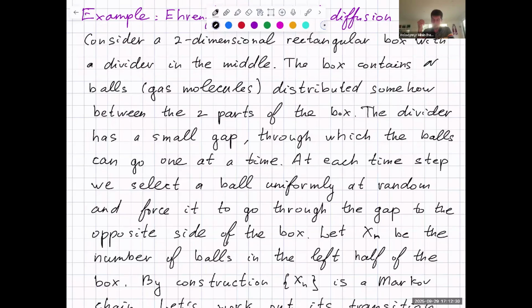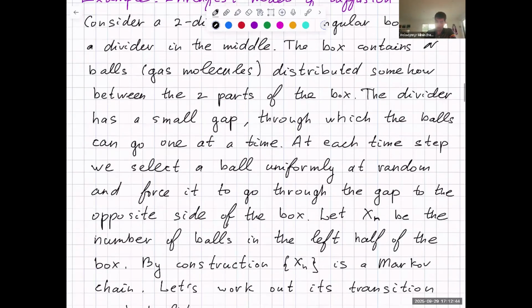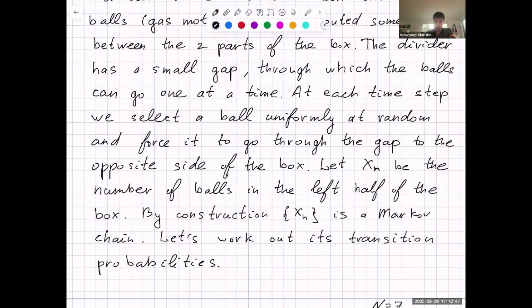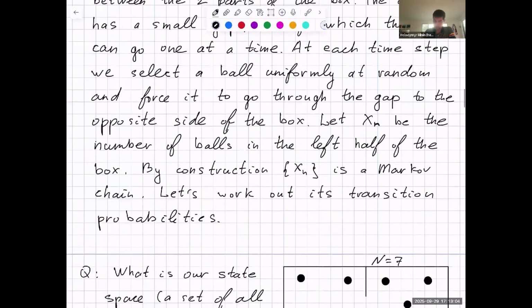We have a box with a divider in the middle. We have gas molecules floating around, and the gas molecules can go from one side of the box to another, only one at a time, because the gap in this divider is very small. At each time step, I grab a molecule uniformly at random. I'm not seeing the divider, so I'm kind of closing my eyes and I don't know where the divider is. I just grab one of the gas molecules and put it on the other side of the box.